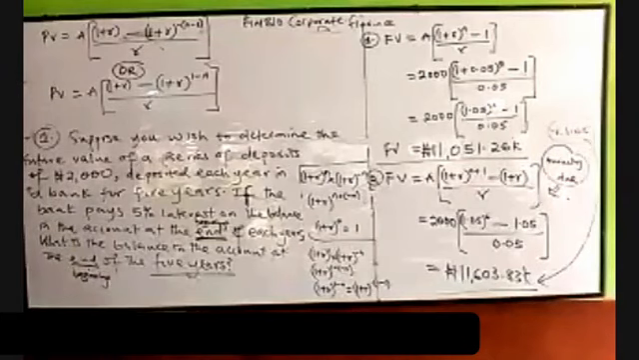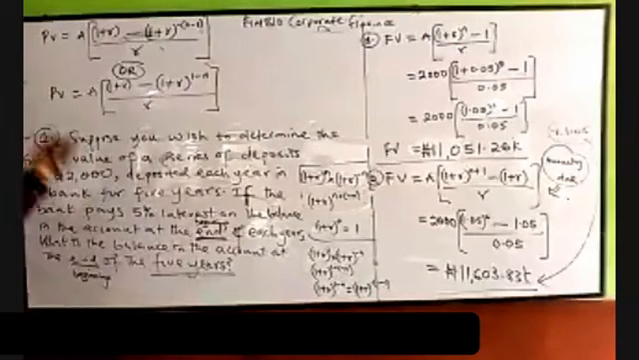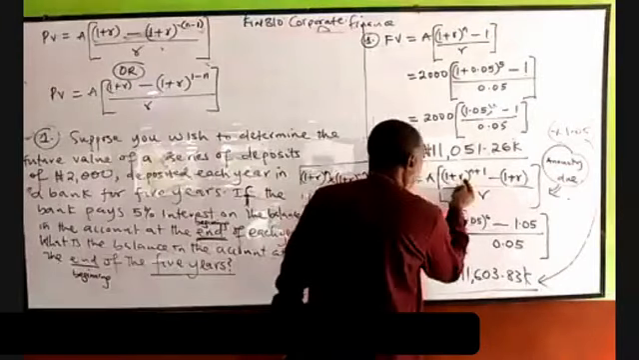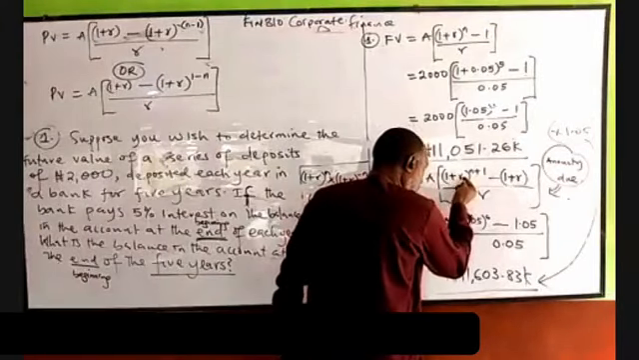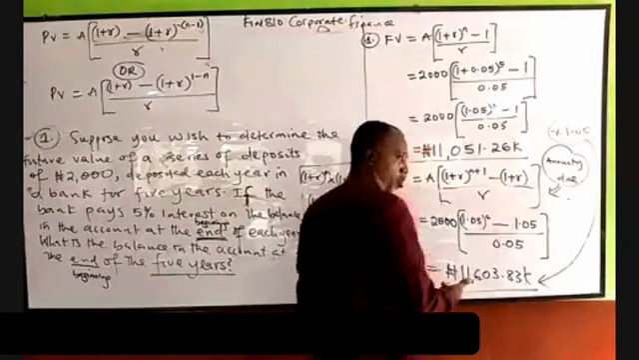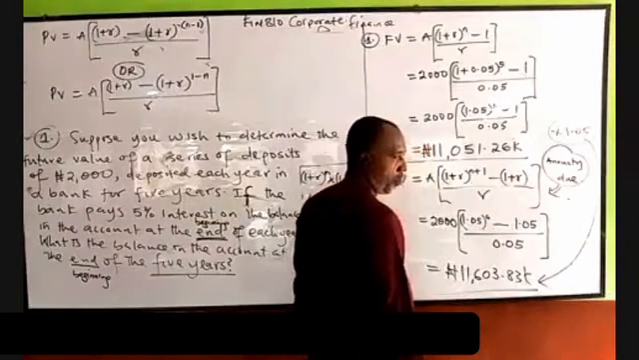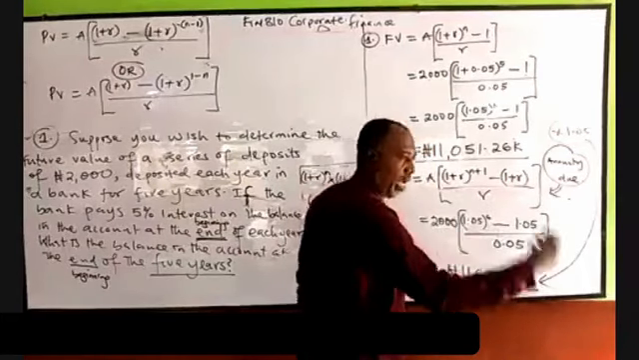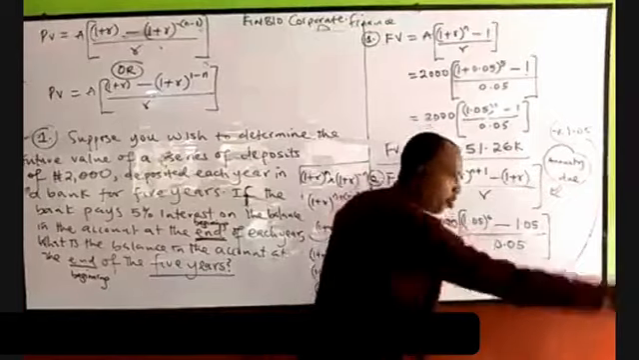If it's quarterly, yes, that would make our R, we divide by 4 and multiply the power by 4. The 0.5, I'll divide it by 4, and I'll multiply the whole of this by 4, because 24, power 24. So that's what we'll do when it's compounding quarterly or monthly.